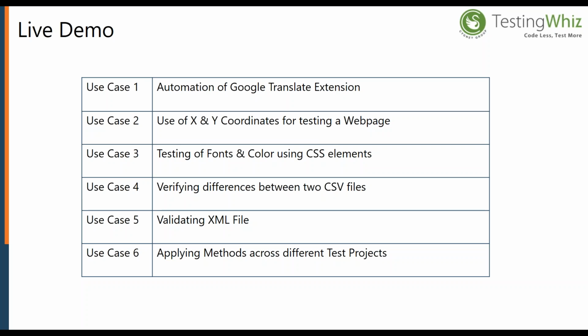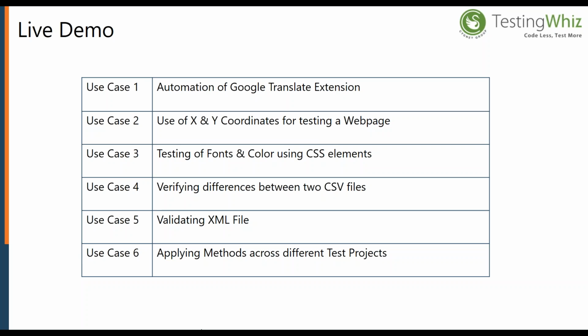So over here what we have done is we have created a use case with the Google Translate application, that is the Google Translate extension, which is widely available on Google. The second use case is we are capturing the X and Y coordinates of a particular element, and then we are clicking on that particular element with the X and Y coordinates, which is captured by the previous test command. Third use case can be we are validating font and color of a particular website by capturing the CSS values of that particular website.